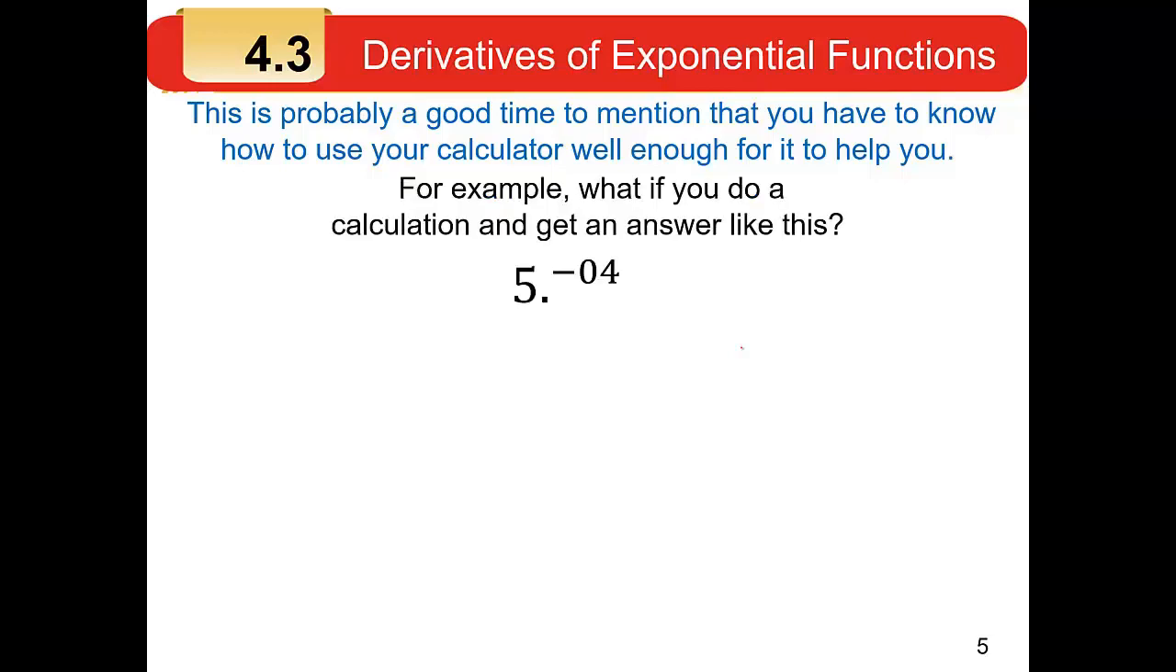For example, if you press the right combination of buttons on your calculator, you might get something that looks like this. A number with an exponent, that might in this case be something like 5 to the minus 04. If you see something like that pop up on your calculator, what does it mean? Basically, it's the calculator's version of scientific notation.